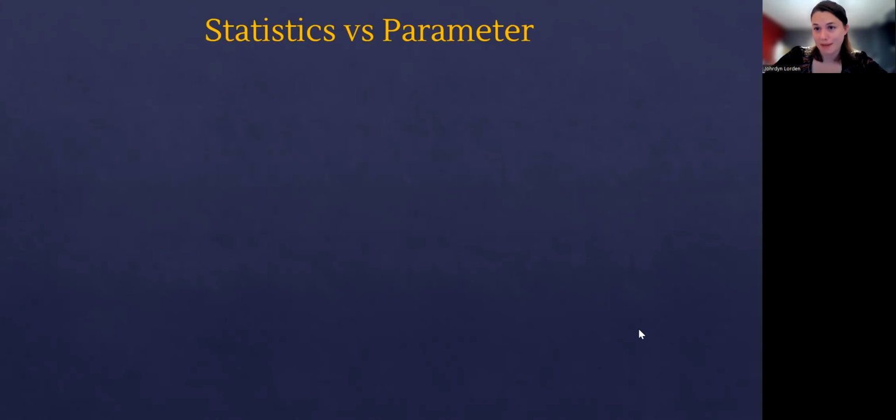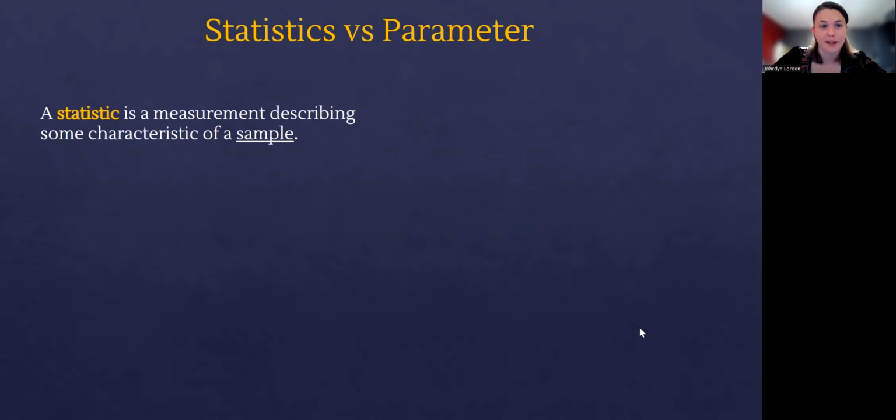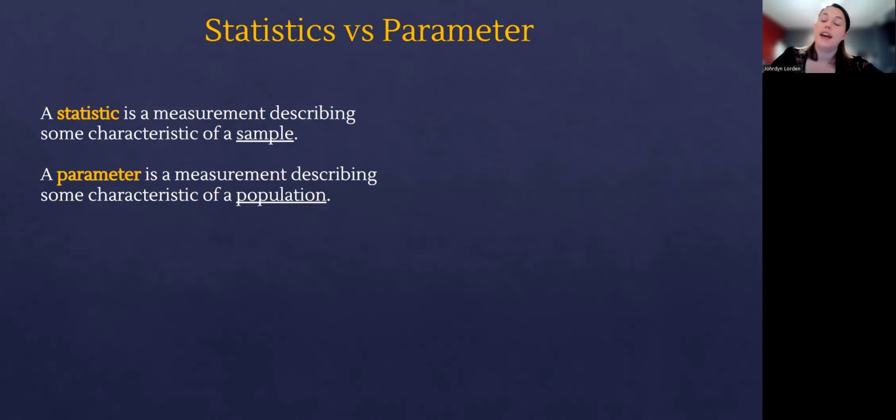Statistic versus parameter. So got some more vocab going on here. A statistic is what we're actually going to be able to compute. We're going to have our sample, we're going to take numbers from our sample, and we're going to compute a statistic. A parameter is a measurement that describes the characteristic of a population. You can only get an exact parameter from a census.